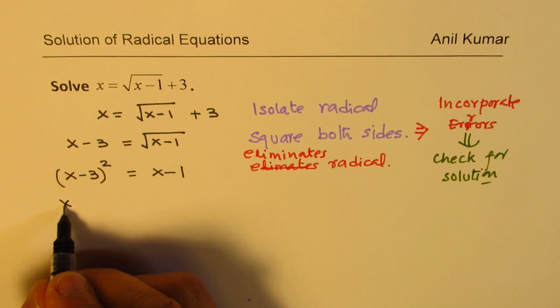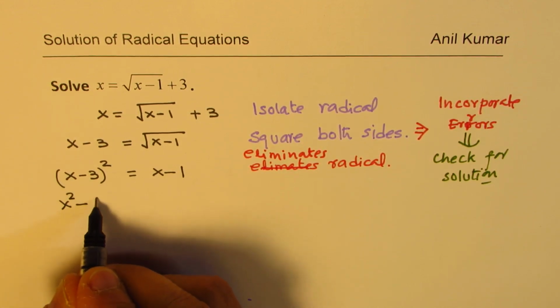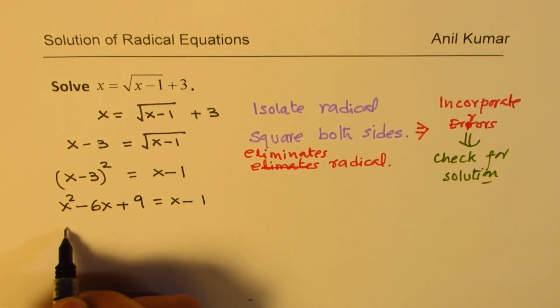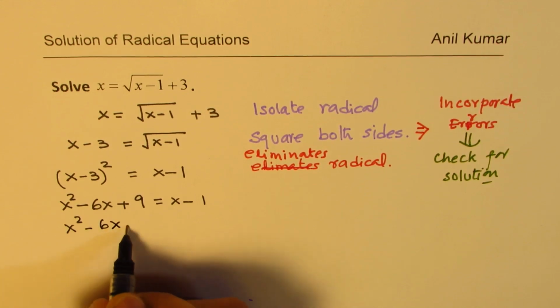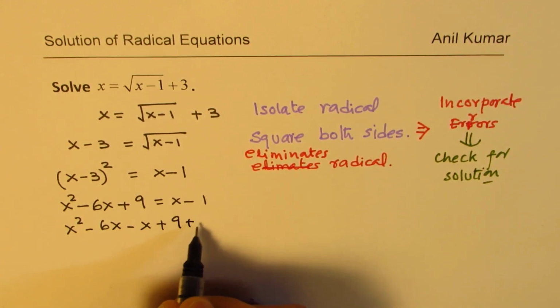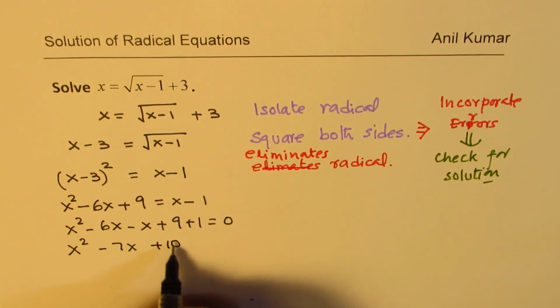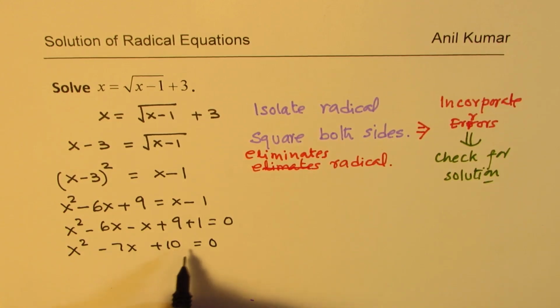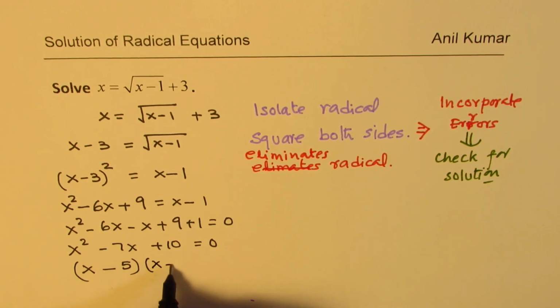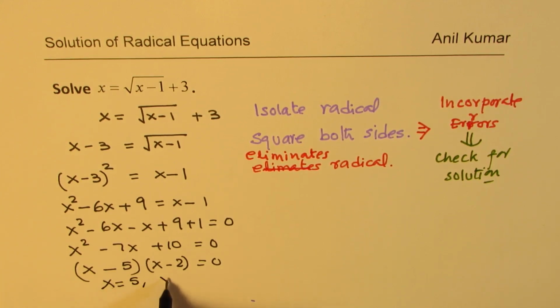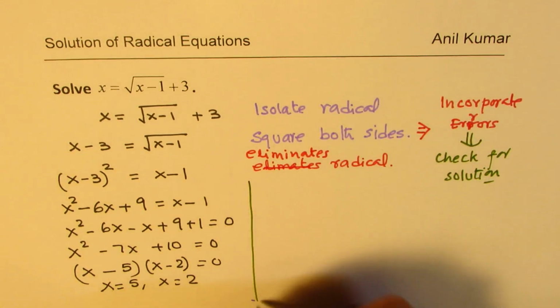Let's expand. So we get x squared minus 2ab, which is 6x, plus 3 squared, which is 9, equals to x minus 1. Bring all the terms together. X squared minus 6x minus x plus 9 plus 1 equals to 0. So x squared minus 7x plus 10 equals to 0. This could be factored 5 times 2. So we get x minus 5 times x minus 2 equals to 0. So that gives you two solutions, x equals to 5 and x equals to 2. So we get two solutions from our calculations.